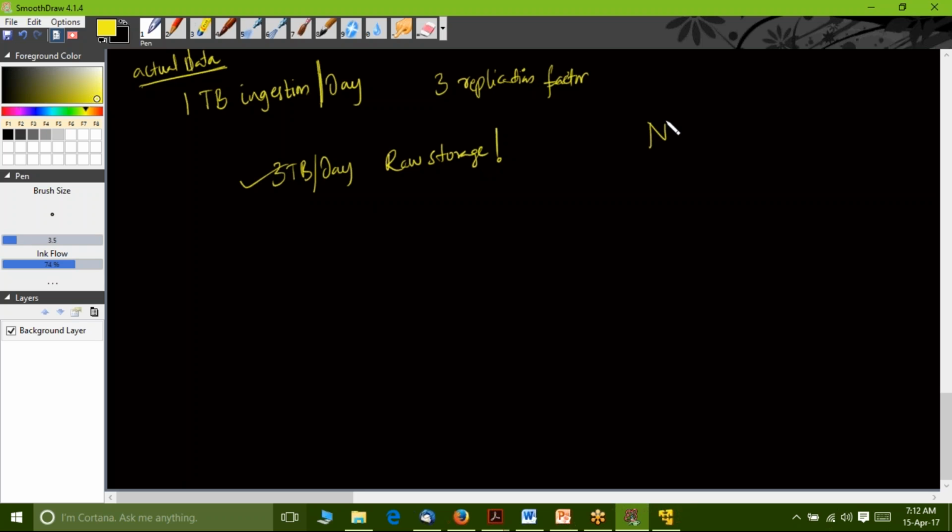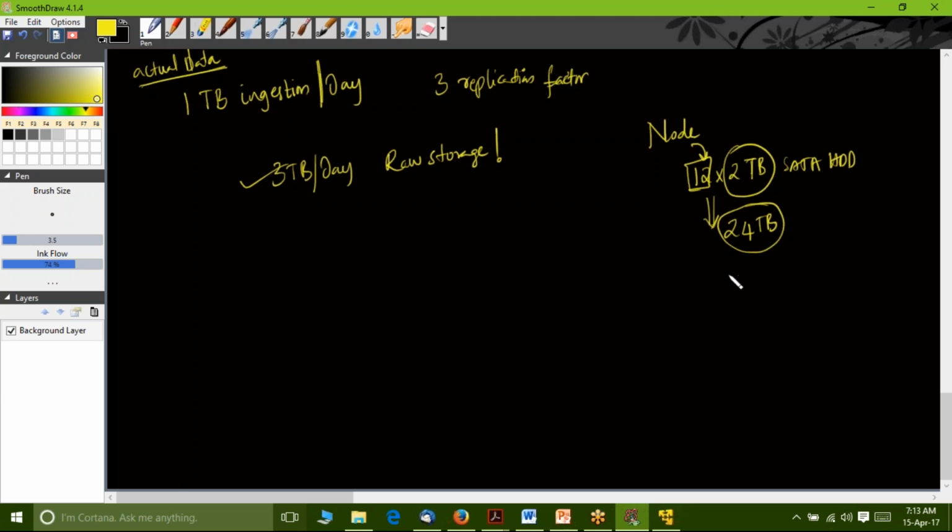So if I have my node configuration like this, 12 into 2 TB SATA hard drive. If this is my node storage capability, each hard drive is of 2 TB size, and we have 12 such hard drives in the node. So what is the node capacity now? 24 TB is the node capacity. But will you be able to use the entire 24 TB for your storage?